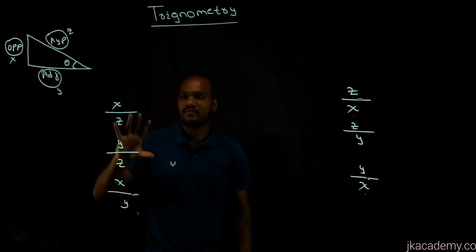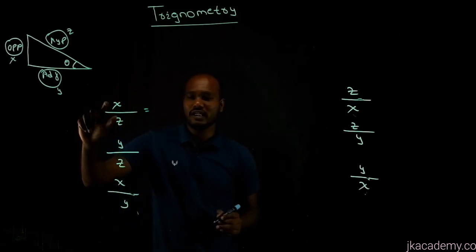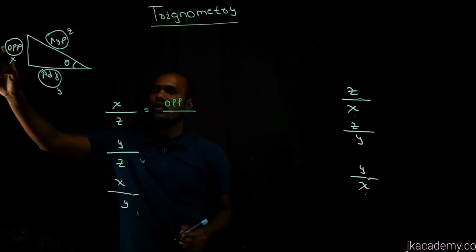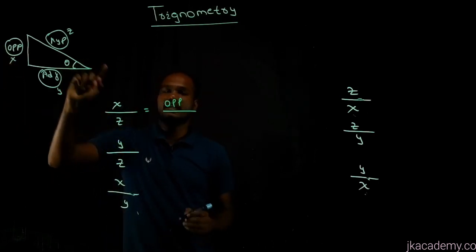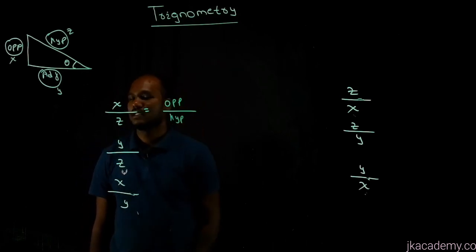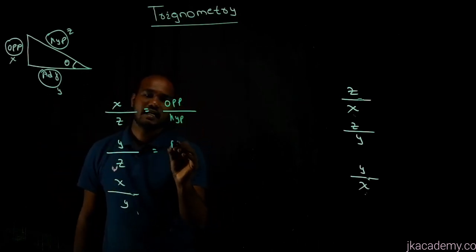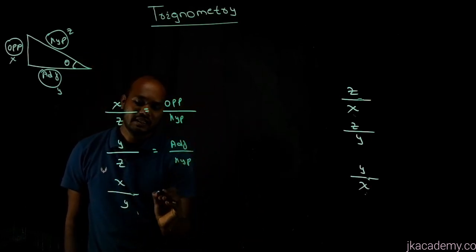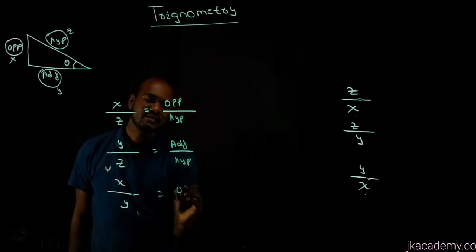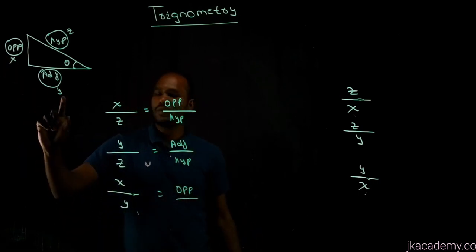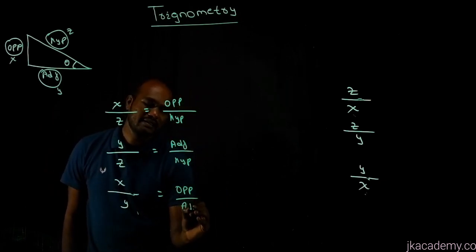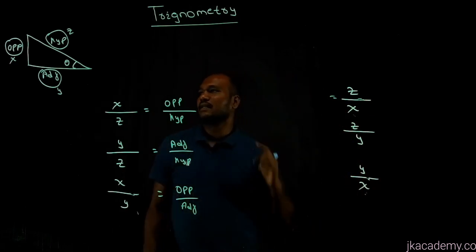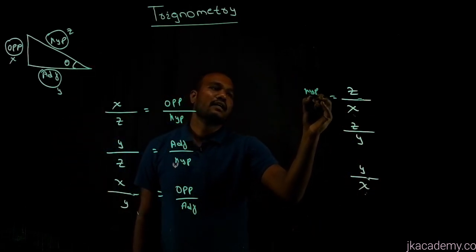Let's think about this. Now, if I take an x ball, what is the name of that ball? That was opposite, right? What is in the denominator? In the denominator z, that is hypotenuse. Is that okay? Now, what is y? That is adjacent. In the denominator, what can I take? I can take hypotenuse. In the same case, what is x? X is opposite. What is y? Y is adjacent. Now, in the same way, what is z? Z is hypotenuse.